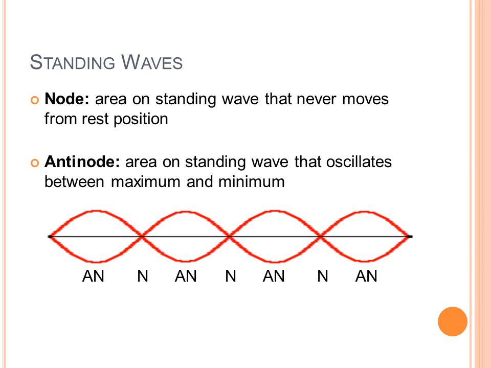Now this is really important because we need nodes at either end of our string or our tube, whatever it is that's actually oscillating. If you don't have two nodes on either end of your tube or your guitar string, then you're not going to have a standing wave, and you're not going to be able to have this thing called resonance and the sound wave that we're going to have at the end. So just remember the important thing: to have two nodes on either end of your standing wave.